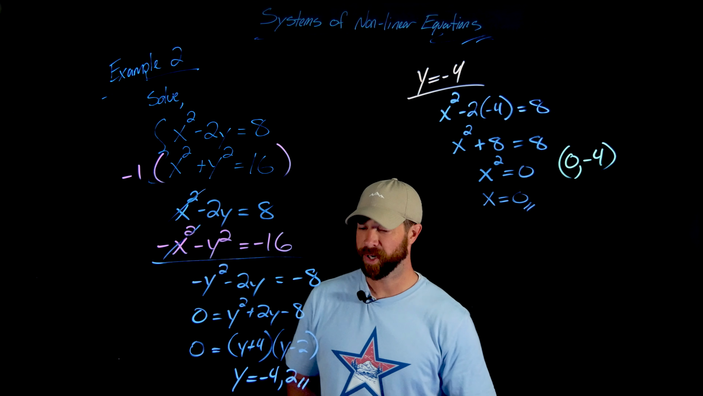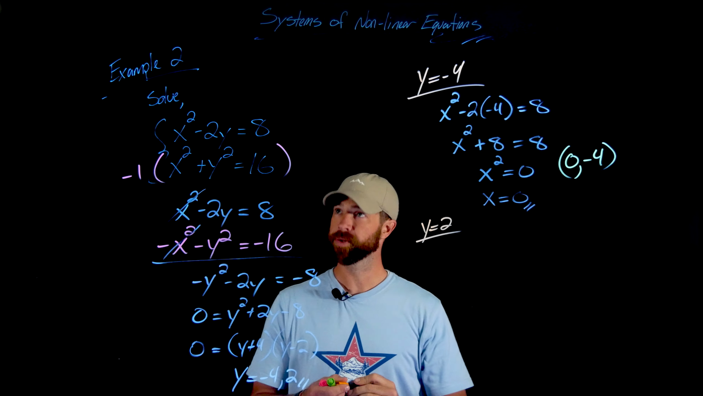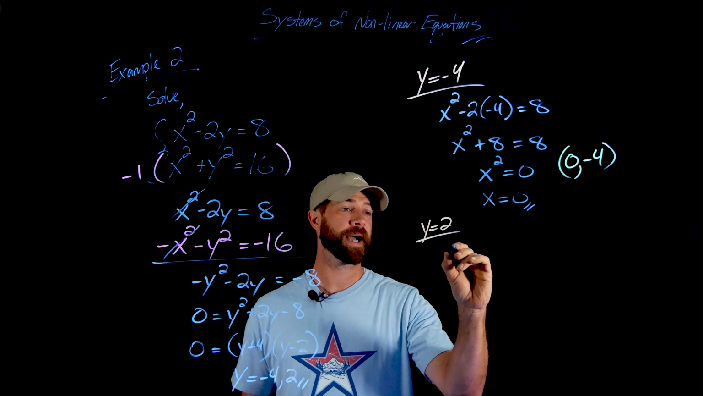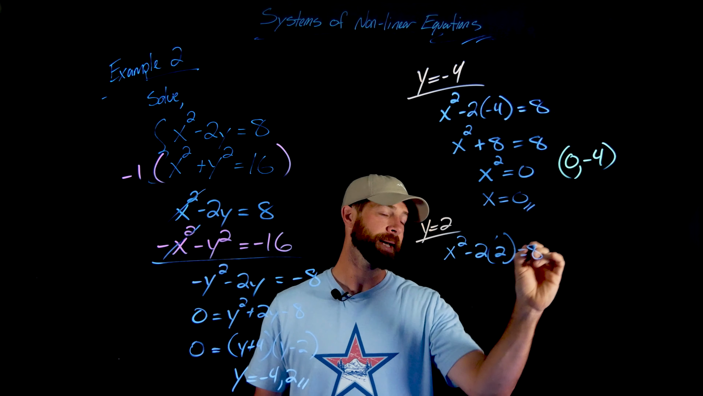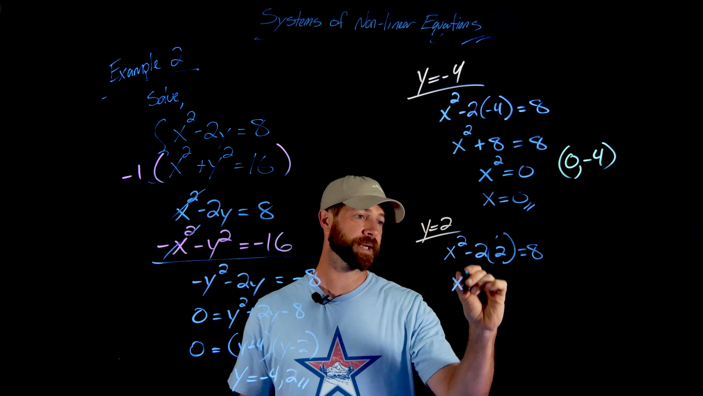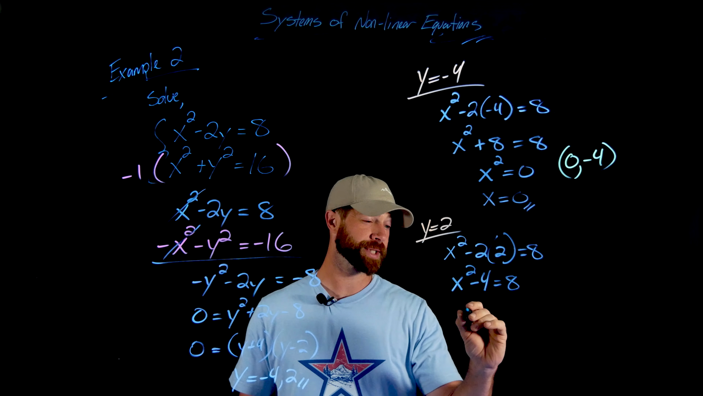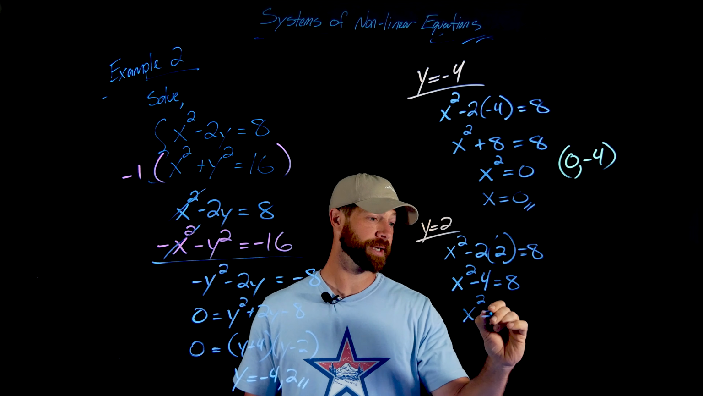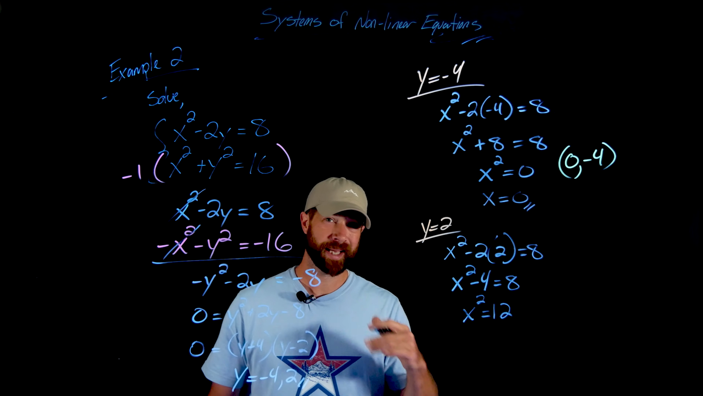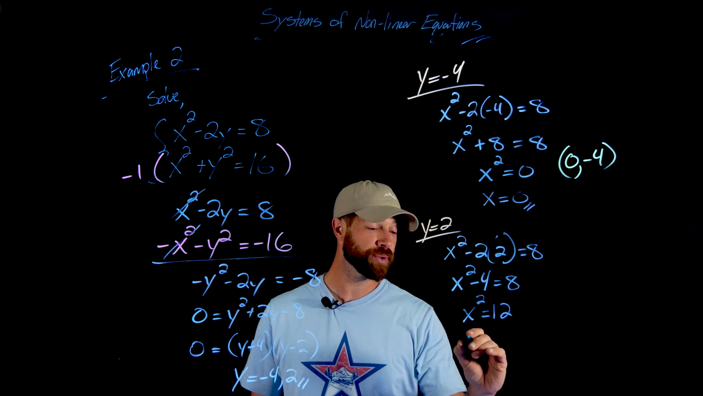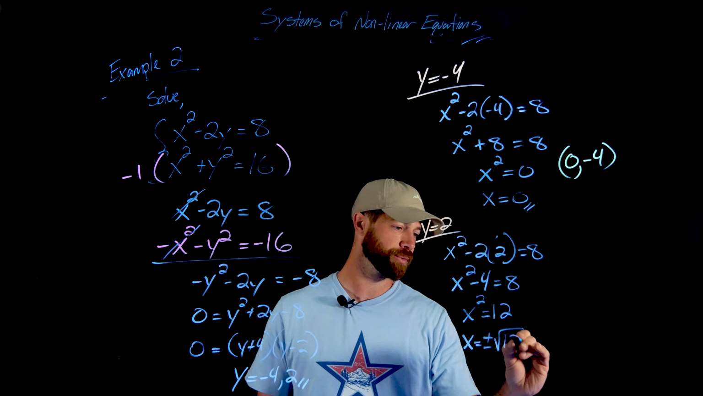Then I'll plug in my second y value of 2, so y equals 2, and again I'll use this first equation. I have x squared minus 2 times 2 equals 8. This becomes x squared minus 4 equals 8. Add 4 to both sides to get x squared equals 12. Now when I square root both sides, I can't forget the plus or minus, giving me two solutions. So I get x equals plus or minus the square root of 12.